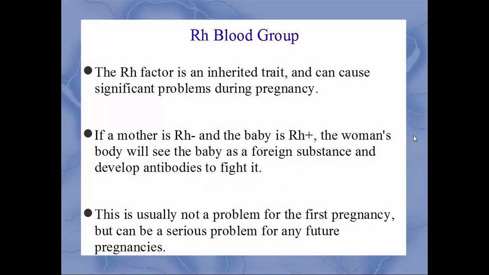Now this Rh factor is an inherited trait and can cause problems during pregnancy. And here's the example. If a mother is Rh negative, but the baby is Rh positive, the woman's immune system will see the fetus as being something foreign, and it will start to attack it. And this usually isn't a problem during the first pregnancy, or during that current pregnancy. Usually isn't. But it can be very serious for any future pregnancies.